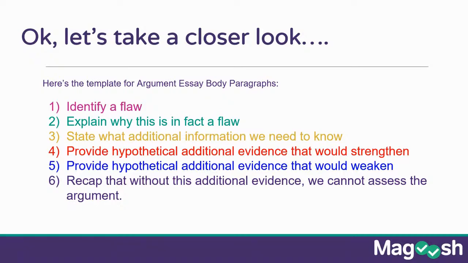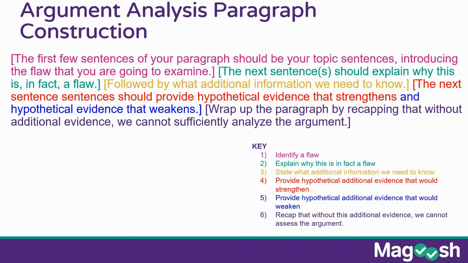So if we look at the way this breaks down, we'll call that pink: the first few sentences of your paragraph should be your topic sentences, introducing the flaw that you're going to examine. Then in green, the next sentence should explain why it's a flaw. Yellow, additional information. Red, hypothetical evidence that strengthens. Blue, hypothetical evidence that weakens. And then a light lavender, a shade of purple, for the last part of the paragraph where you just wrap it up.